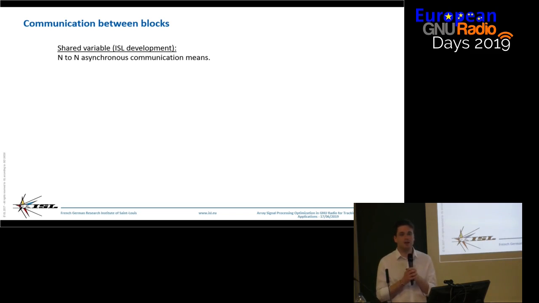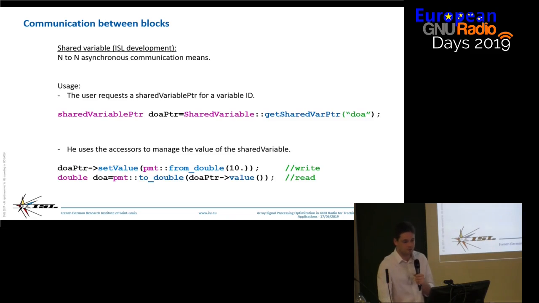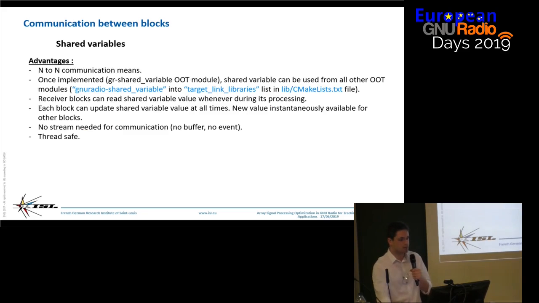We decided to add this way of communicating to our GNU Radio software and the ISL. If we had to present it quickly, we would define it as the end-to-end asynchronous communication means that has to be used the following way. First, the user requests a shared variable pointer with its variable ID. You can see here an example when we're requesting a variable named DOA. Then we give the developer access to setters and getters, as you can see with write and read operation examples, to manage this shared variable value when it's needed.